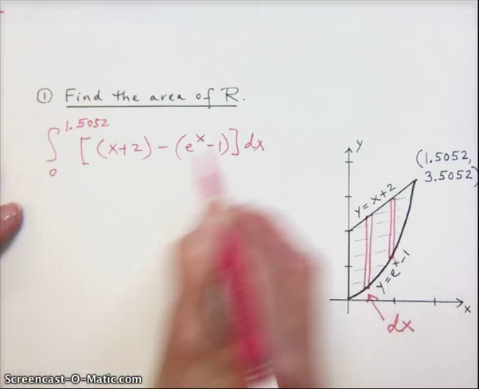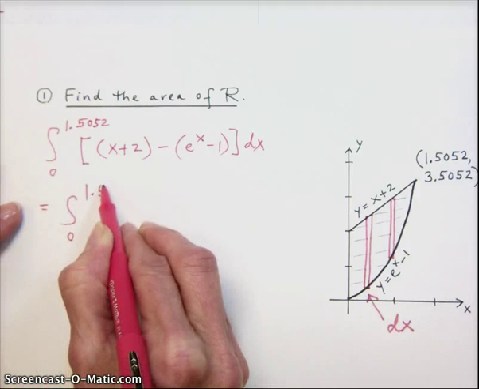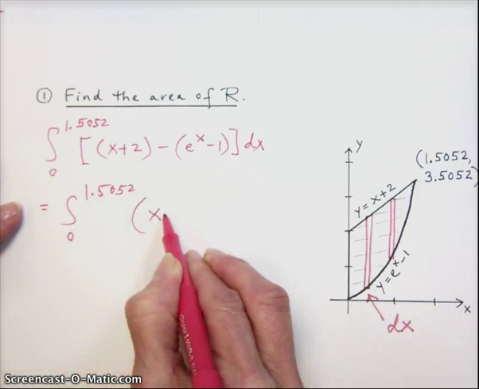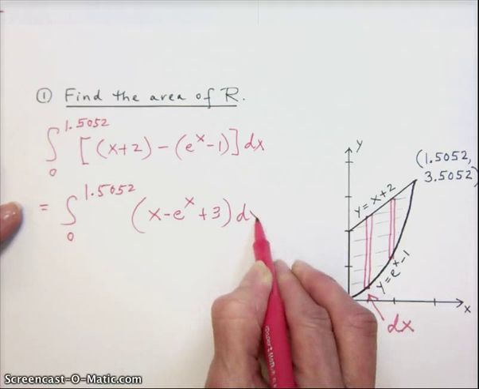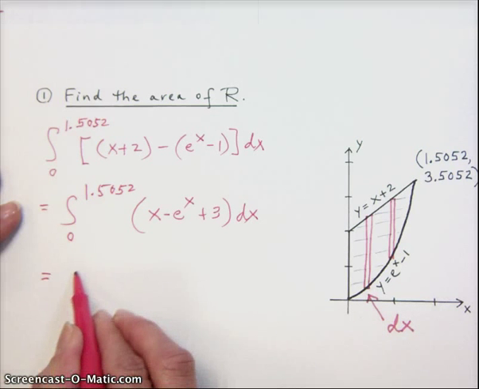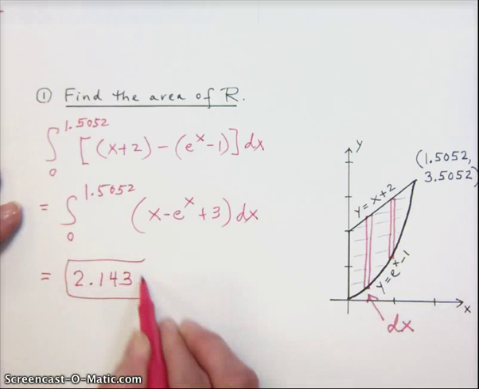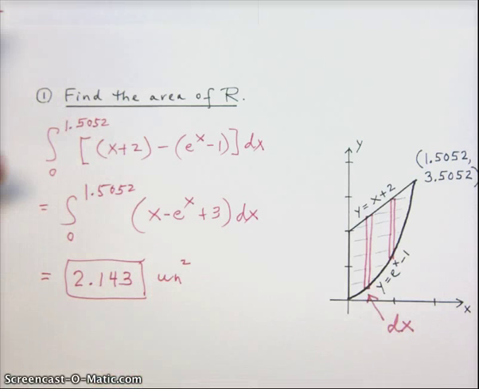And when we clean that up, we get the integral from 0 to 1.5052 of x minus e to the x plus 3 dx. And when you put that in your calculators using Math 9, that should give you the value 2.143. And of course, this is area, so we're talking about units squared. Okay, let's go on to the problems.